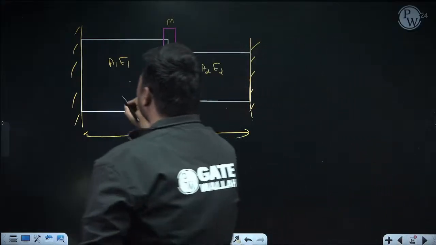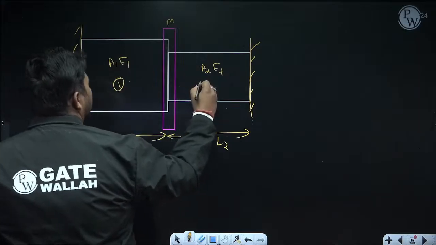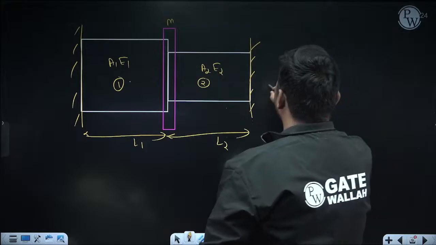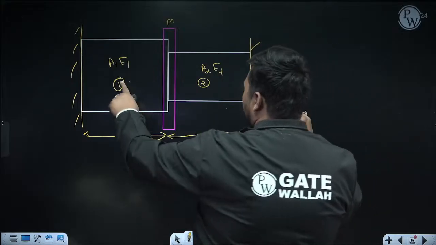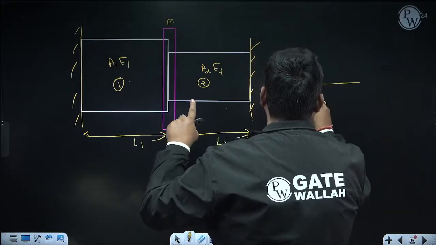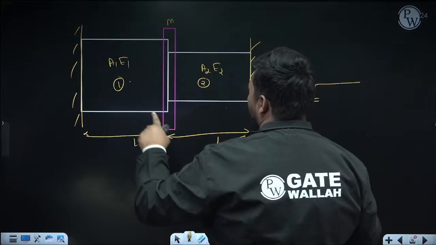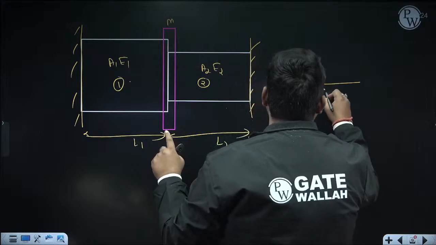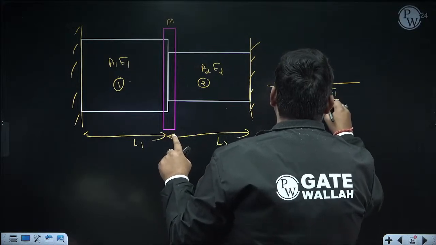So suppose this is bar 1, and this is bar 2. Now how will we draw the equivalent diagram? First I am replacing bar 1 by spring 1, whose axial stiffness is K1. The axial rigidity of this portion is A1 E1, length is L1. So it will be A1 E1 upon L1.